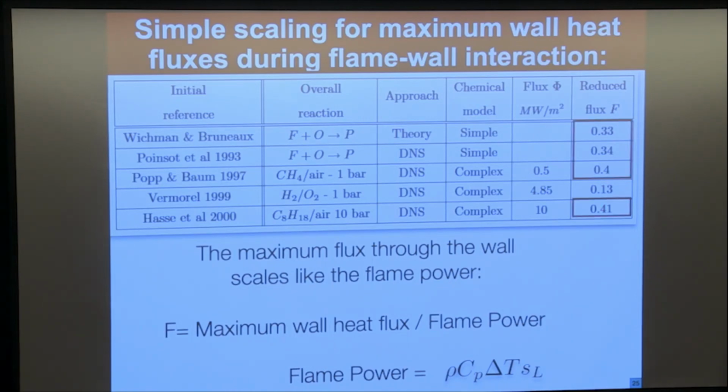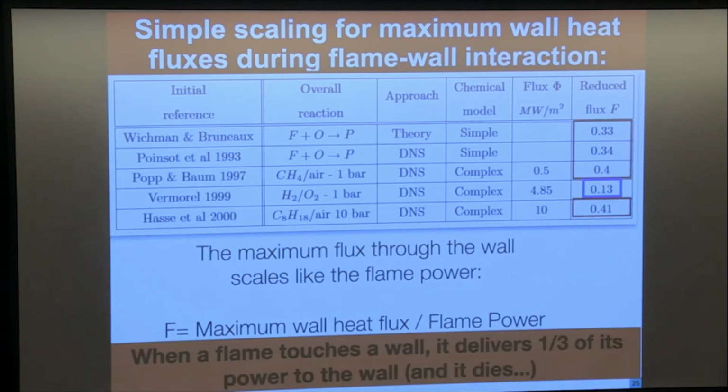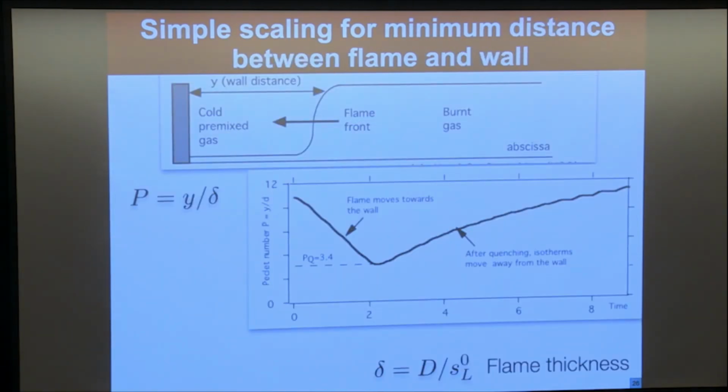In other words, if you want to remember a simple rule, when the flame touches a wall, it will deliver 1/3 of its power as heat flux to the wall, and then it will die. That's simple enough. Now, the other thing which is interesting is to wonder about the distance at which the flame will stop from the wall. You see here the flame comes to the wall, then it stops, and then it goes away.